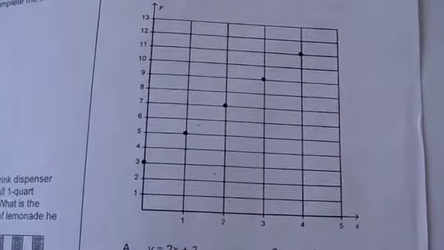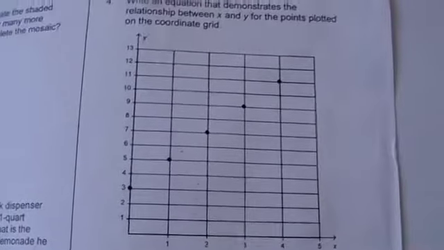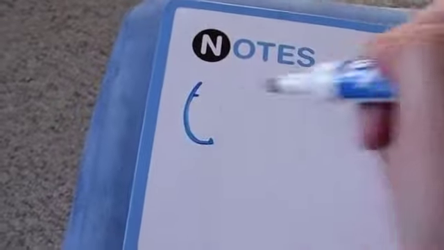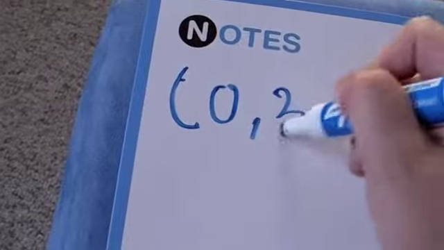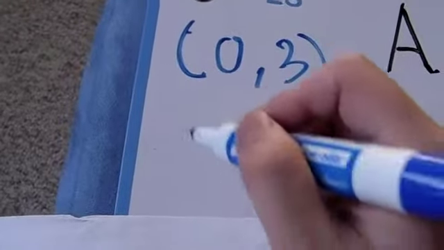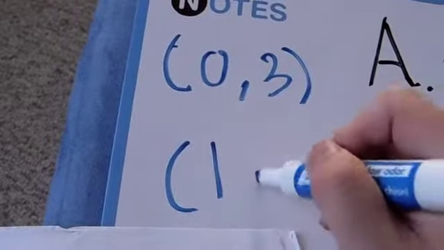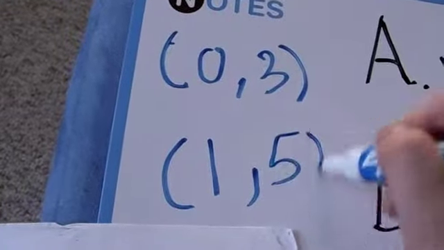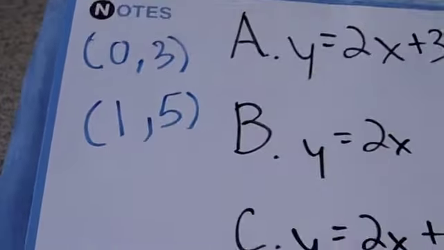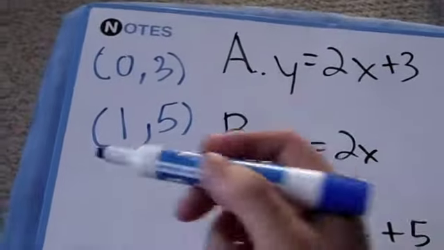Problems with tables and graphs, one of the first steps is to find the coordinates of two reference points and use them in our answer. We have one point at (0, 3). We have another point at (1, 5). Keep in mind that the first coordinate is on the x-axis and the second coordinate is on the y-axis.